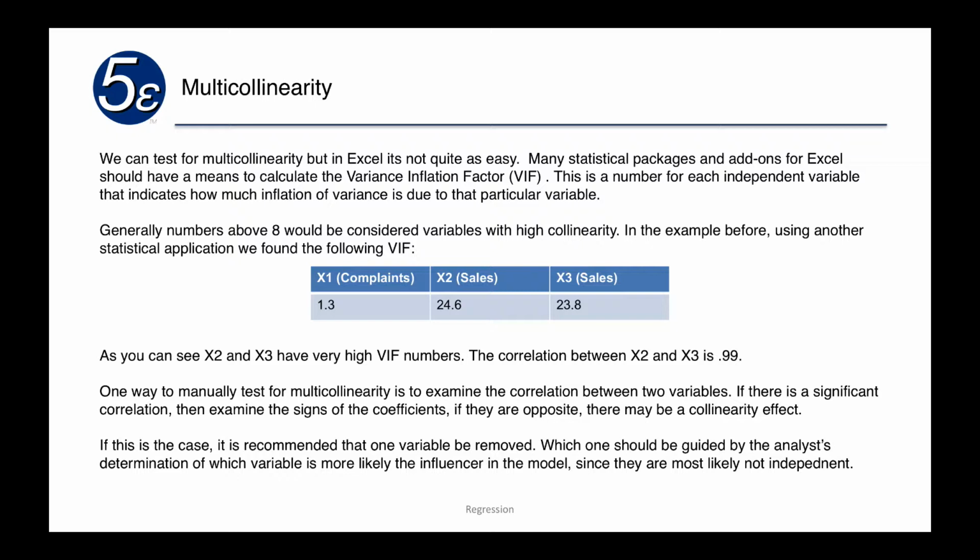If this is the case, it is recommended that one variable be removed. Now, which variable should be removed needs to be guided by the analyst's determination of which variable is more likely to be the influencer of the model, since they're most likely not independent. So do we keep sales or do we keep online sales? The actual analysis is done by understanding what the variables do and what they mean.